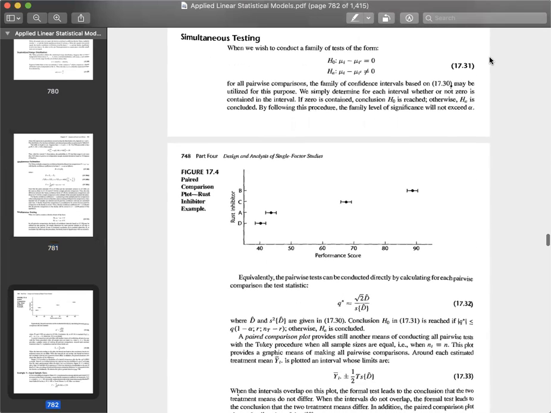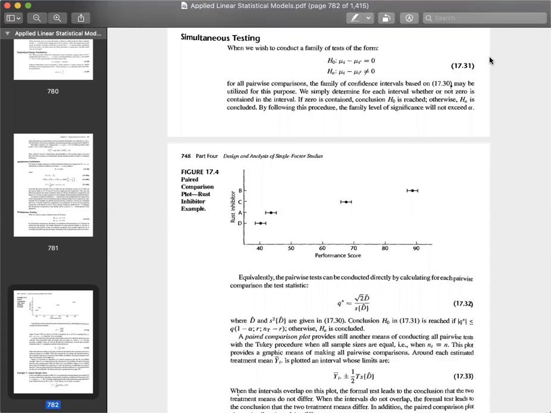Simultaneous testing. When we wish to conduct a family of tests of the form, the null hypothesis equaling 0 and the alternative hypothesis not equaling 0, for all pairwise comparisons, the family of confidence intervals based on 17.30 may be utilized for this purpose. We simply determine for each interval whether or not 0 is contained in the interval. If 0 is contained, the conclusion of the null hypothesis is reached. Otherwise, we reject it. By following this procedure, the family level of significance will not exceed alpha.